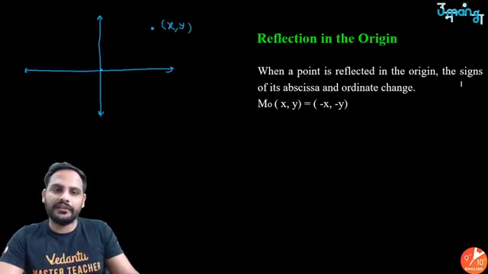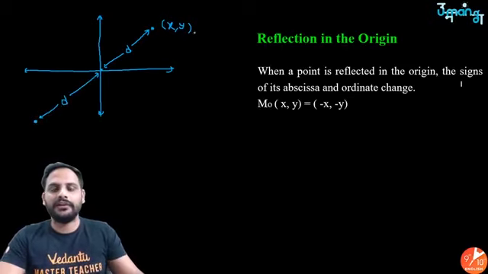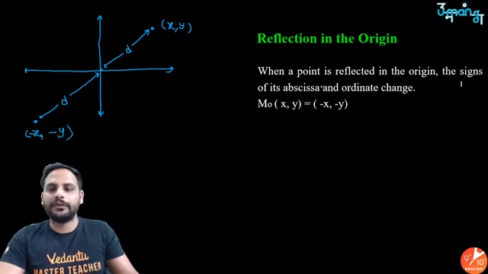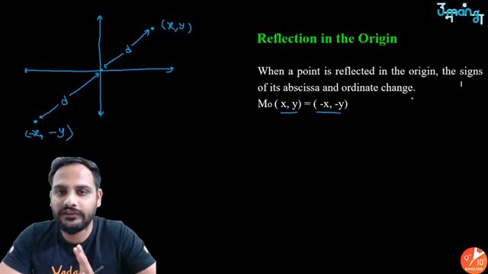So see the distance of the point from the origin, and in the same line extend it till a point D. So here you will get the image. So if it is x, y, definitely it is going to be minus x comma minus y. So both x and y will change the sign when you are doing the reflection in the origin. So these are the three kinds of reflections you have.